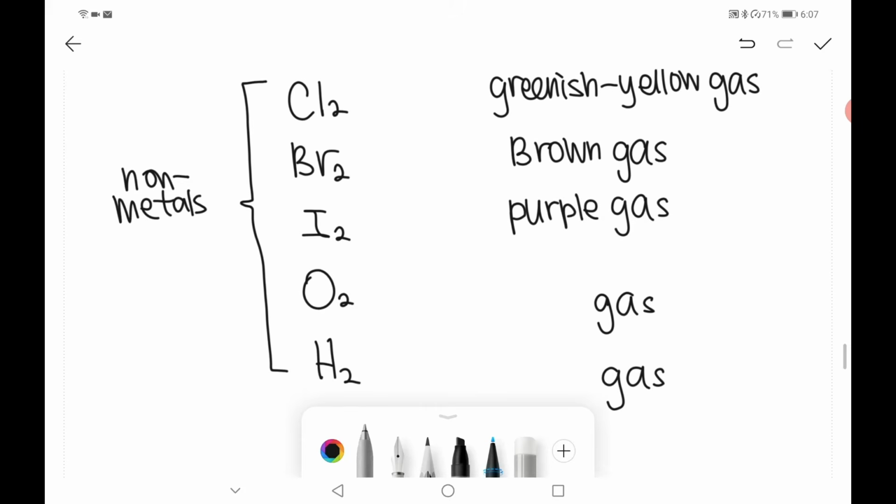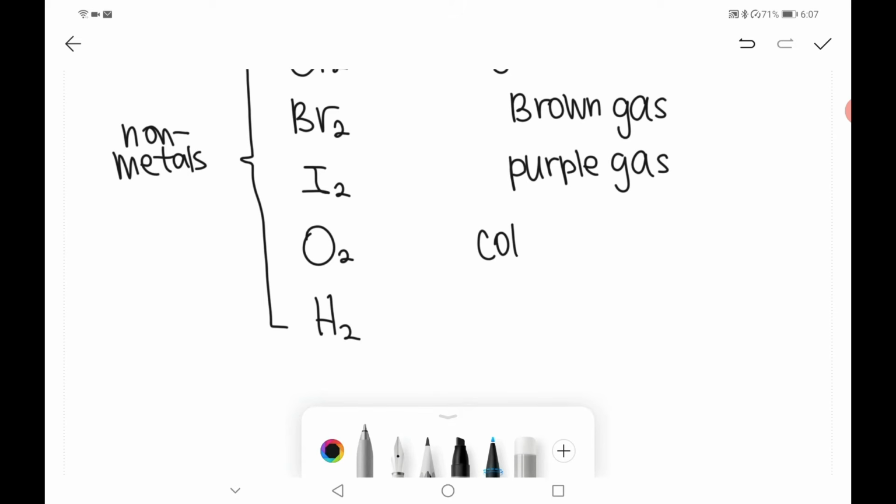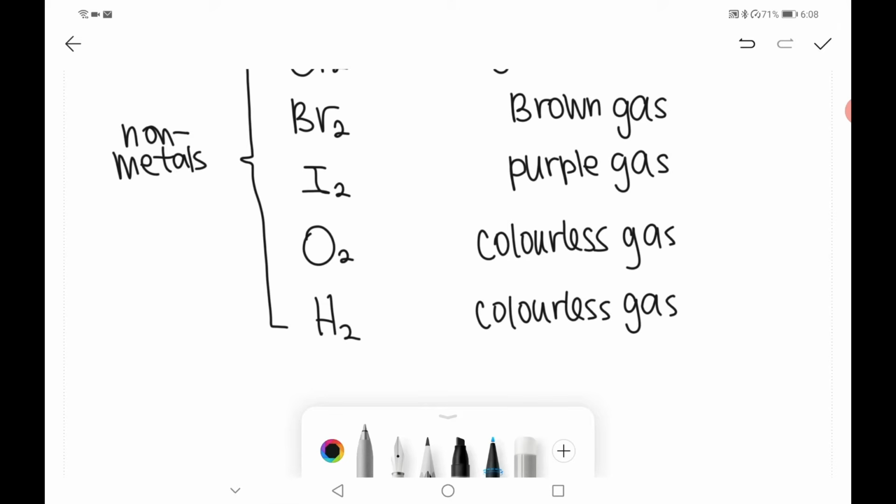Okay, next one. Oxygen and hydrogen are non-metals. They are gas. So what is the color for oxygen and hydrogen? Both of them are colorless. Oxygen doesn't have color. Hydrogen doesn't have color. So they are colorless gas. We cannot see colorless gas at all.